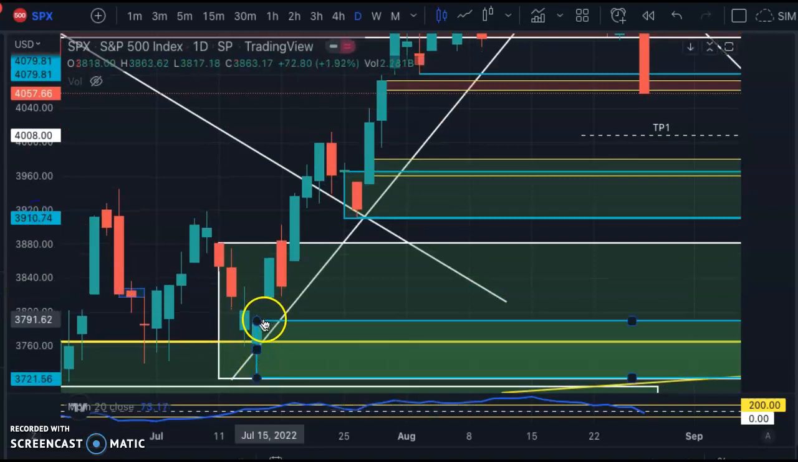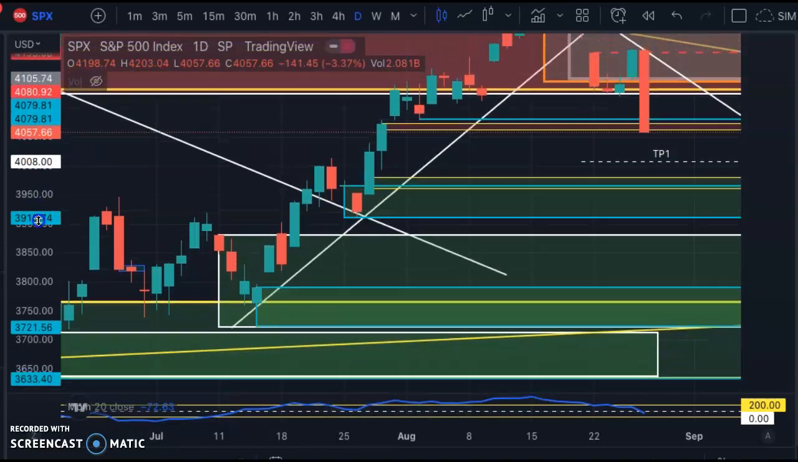And what do I mean by a pin? It's like a head with a long wick to the bottom or the top side, depending on where it's formed. When this pin was formed, what happened? Since this pin formed, price left and price has been gone. And that's why I like pins.